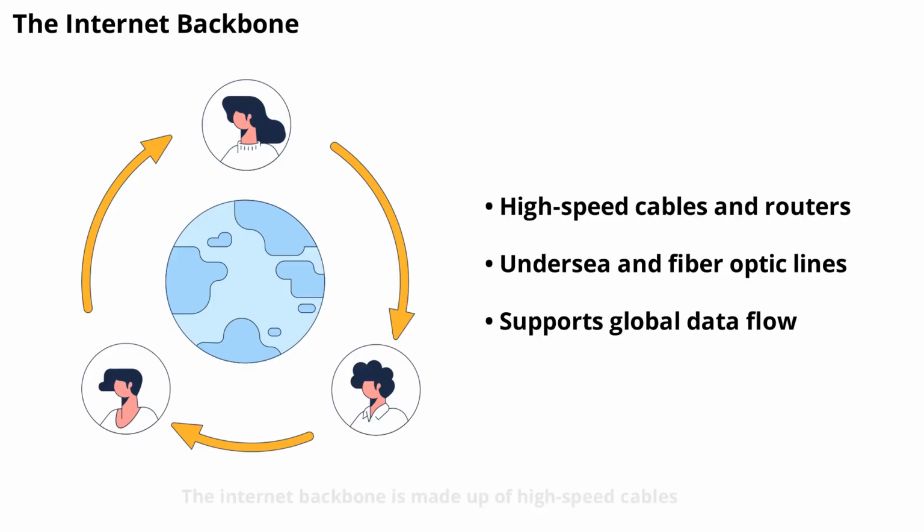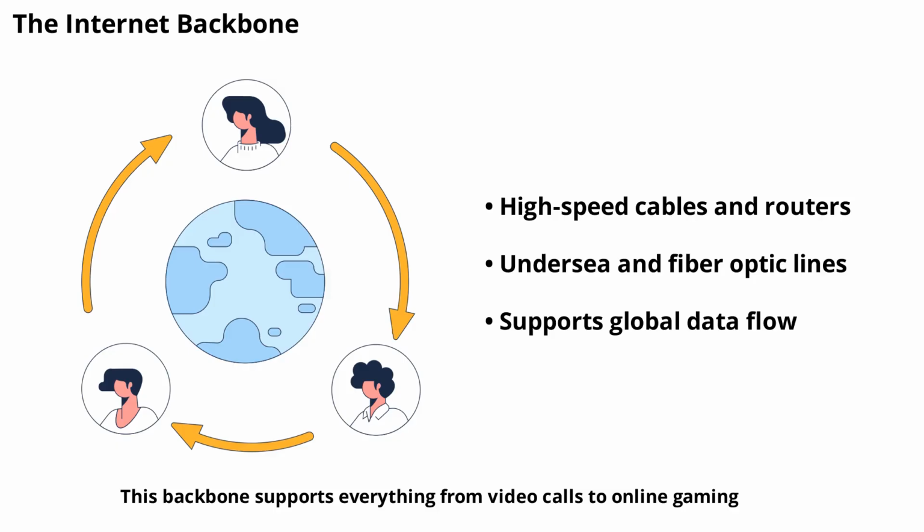The internet backbone is made up of high-speed cables and powerful routers that connect major cities and countries. These connections are like the highways of the internet, carrying huge amounts of data across long distances. Undersea cables link continents, while fiber optic lines ensure data moves at the speed of light. This backbone supports everything from video calls to online gaming.